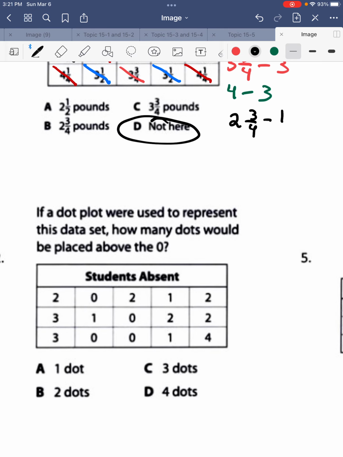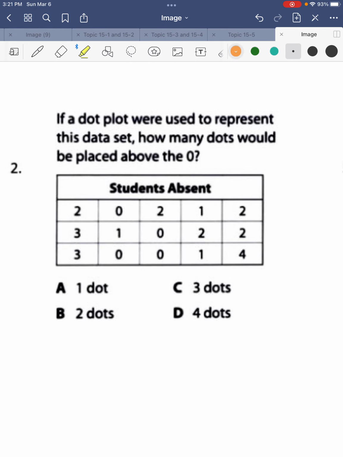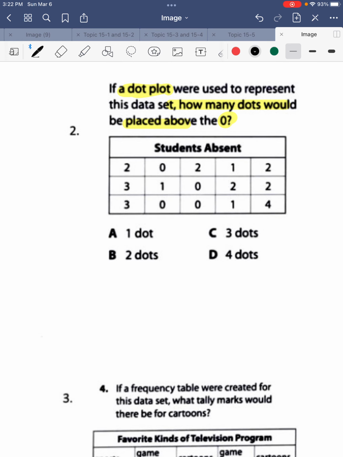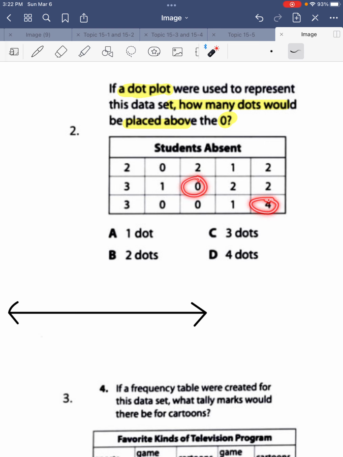Number 2 says, if a dot plot were used to represent this data, how many dots would be placed above the zeros? We want to know how many dots would be placed above 0. So I'm going to make my dot plot and make a line right here. The biggest number I have is 4, so it goes from 0 to 4. I'm going to label it 0, 1, 2, 3, 4.